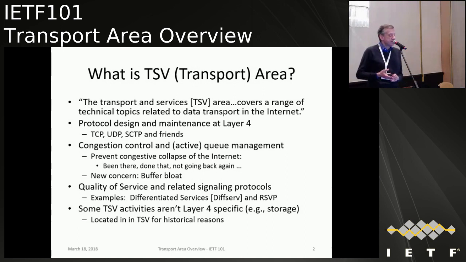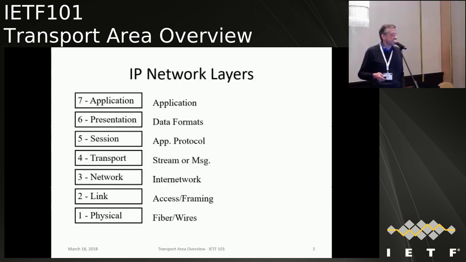Now, there are some activities in the transport area that aren't layer 4 specific. For example, storage protocols like iSCSI are really layer 5 and above. They're located in TSV for historical reasons. As we go through the survey, you'll get a sense of what those are. It's often the case that they're capable of using quite a bit of bandwidth, or that there were transport-specific concerns in the protocol design that were best worked on in this area, for example, dealing with certain aspects of congestion control.